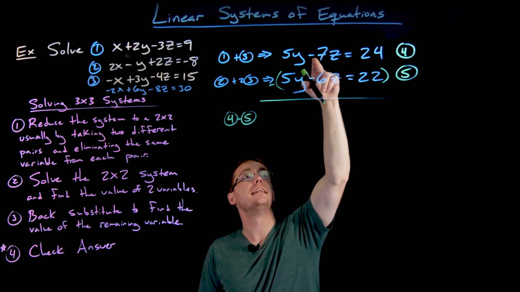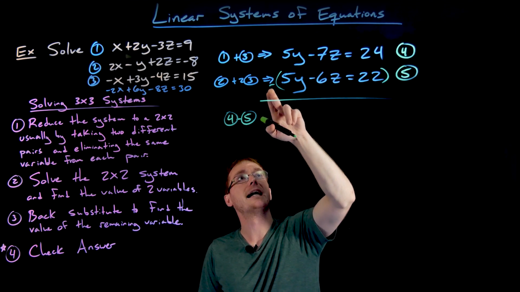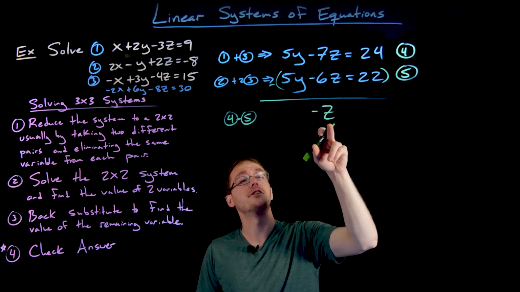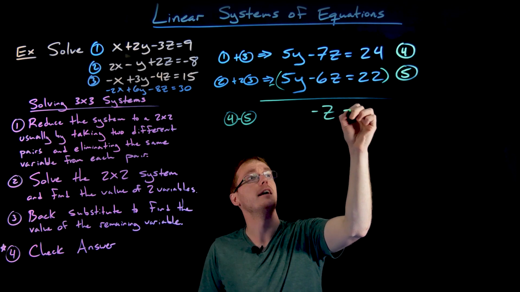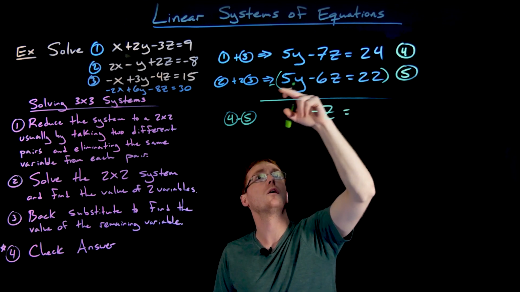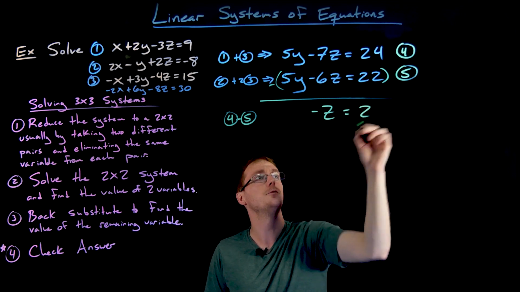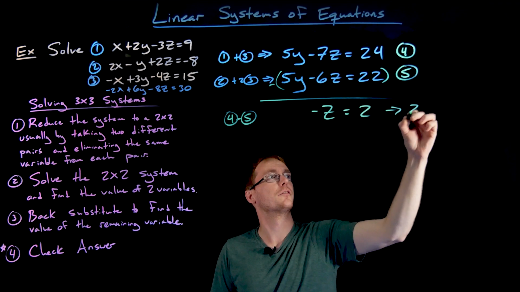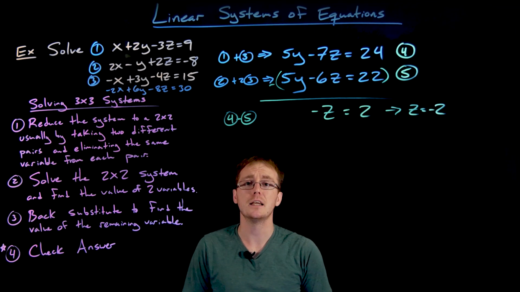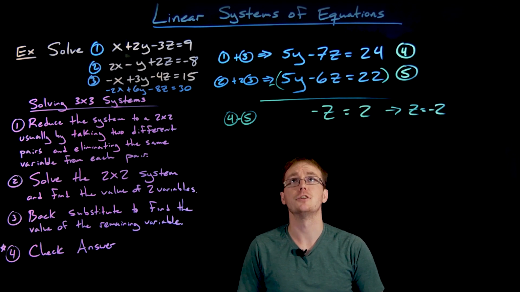Then we have -7z minus -6z, or plus 6z. That leaves us a total of -1z, and that's going to be equal to the right-hand side with the difference taken. 24 minus 22 is 2. So solving for that by multiplying both sides by -1, we see that z must be equal to -2.